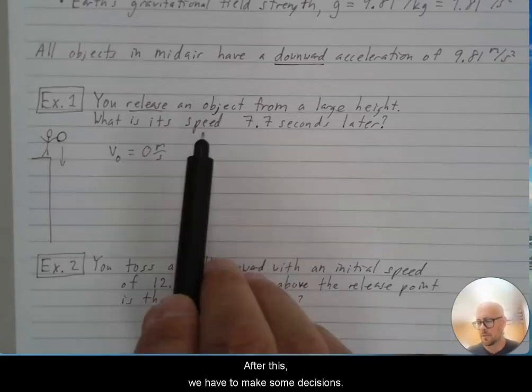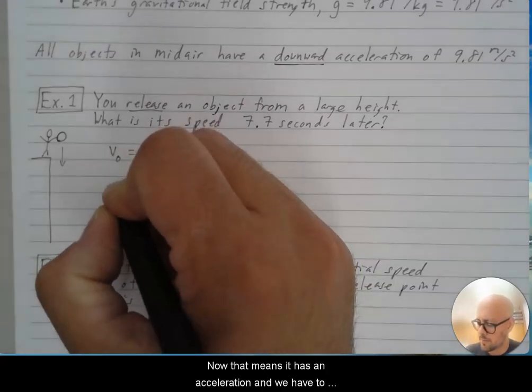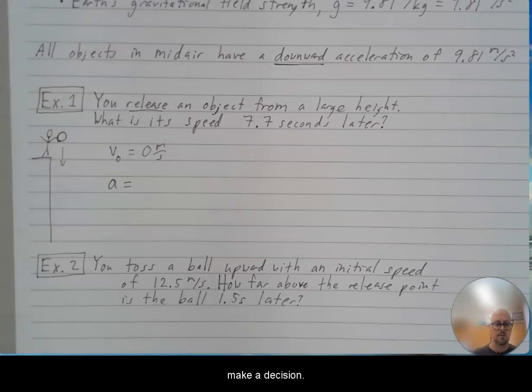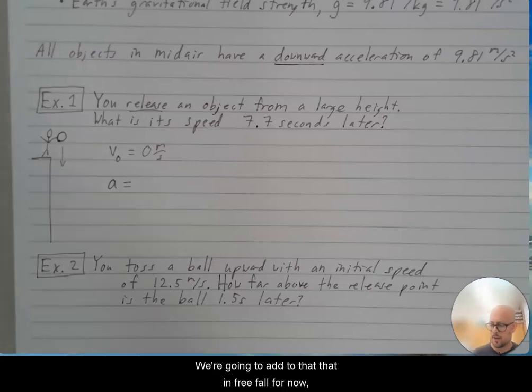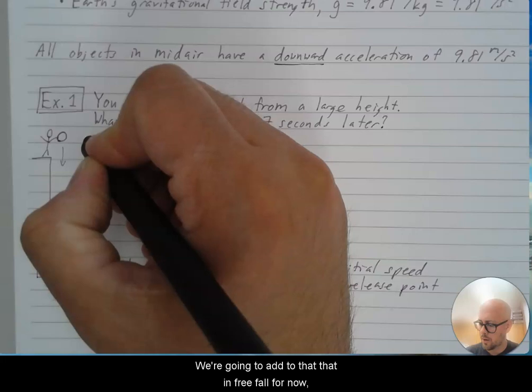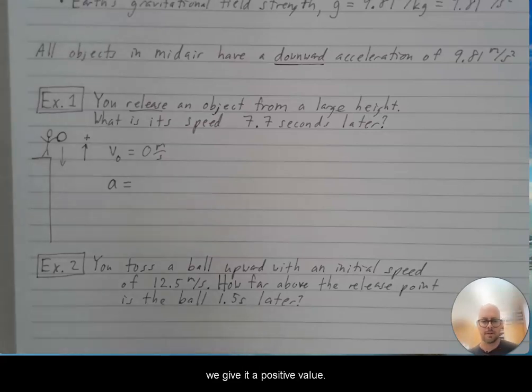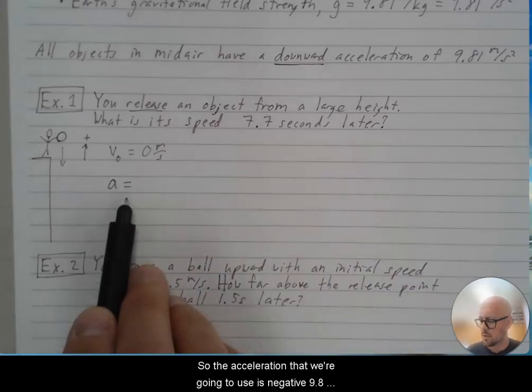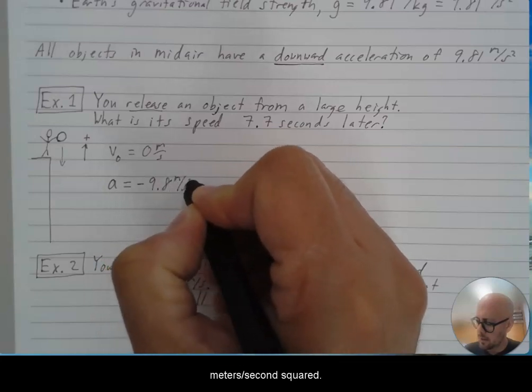After this, we have to make some decisions. You release it from a large height and it falls. Now that means it has an acceleration and we have to make a decision. I think up until this point, every decision you've made is that to the right is positive. We're going to add to that in freefall: for now, up is positive. What does that mean? That means that any vector that points up, we give a positive value. Any vector that points down, we give a negative value. So the acceleration that we're going to use is negative 9.8 meters per second squared.